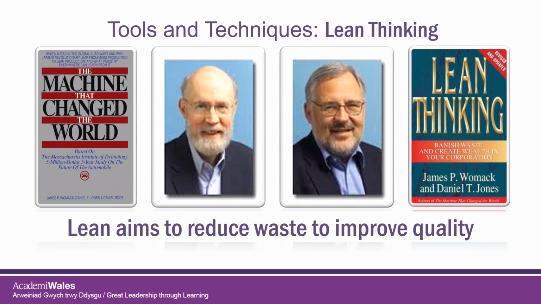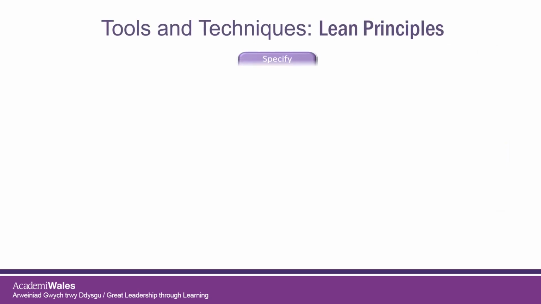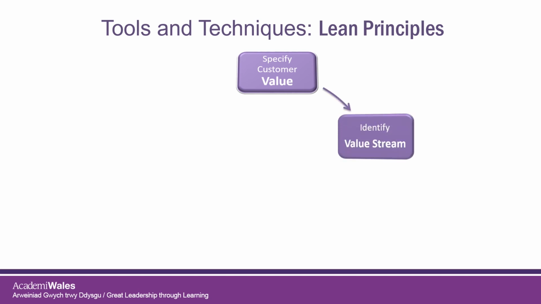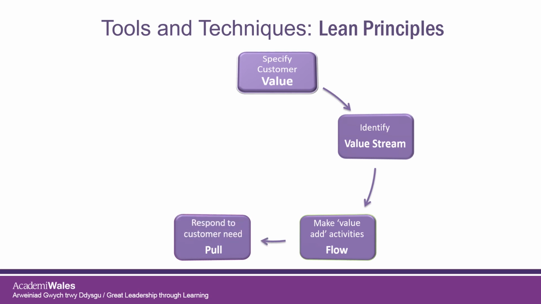Let's look at the 5 Lean principles. Specify what creates value from the perspective of the customer and not individual functions or departments. Identify the value stream for each product or service providing that value, and challenge all of the wasted steps. Make those activities that create value flow without interruption, detours, backflows, waiting, or rework. Respond to what is pulled by the customer, i.e., what the customer needs.